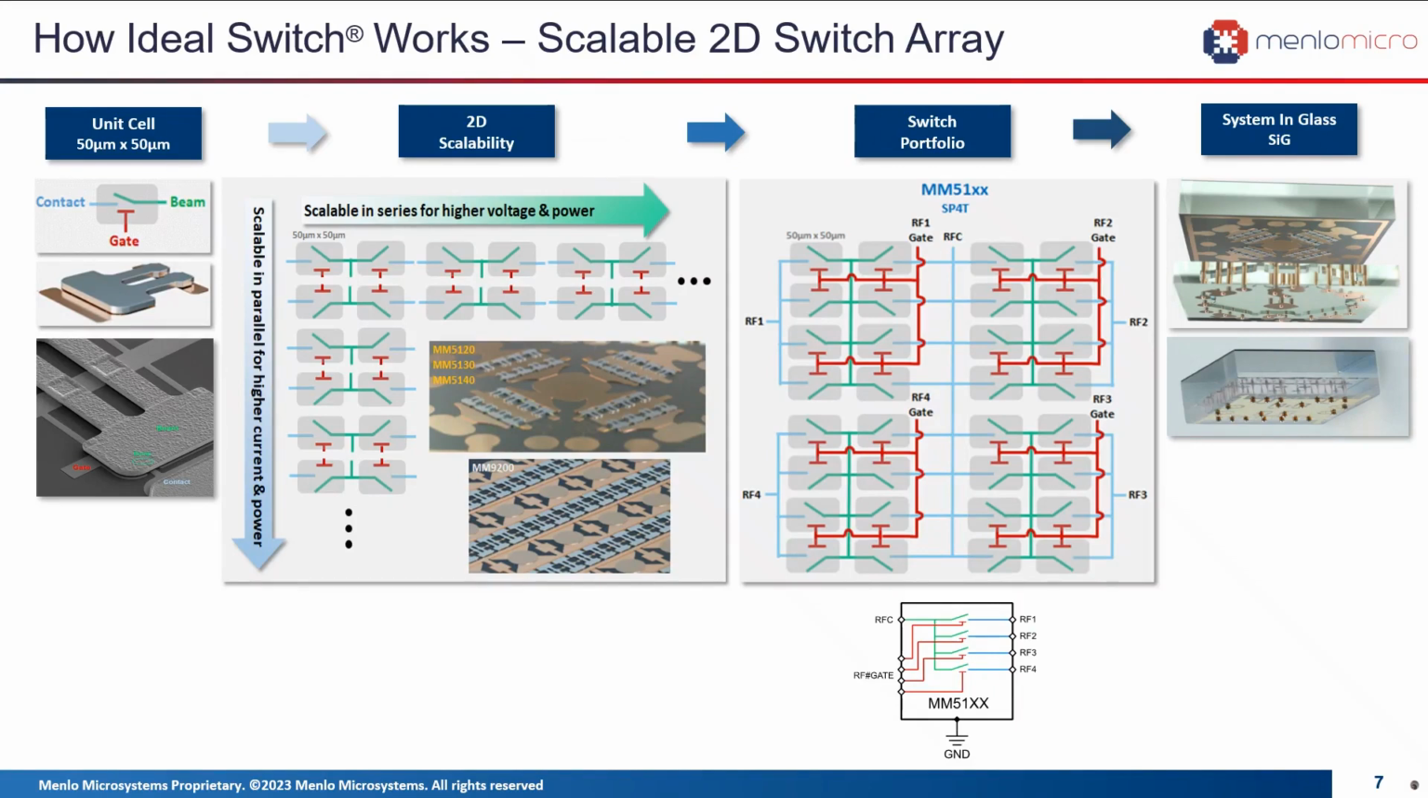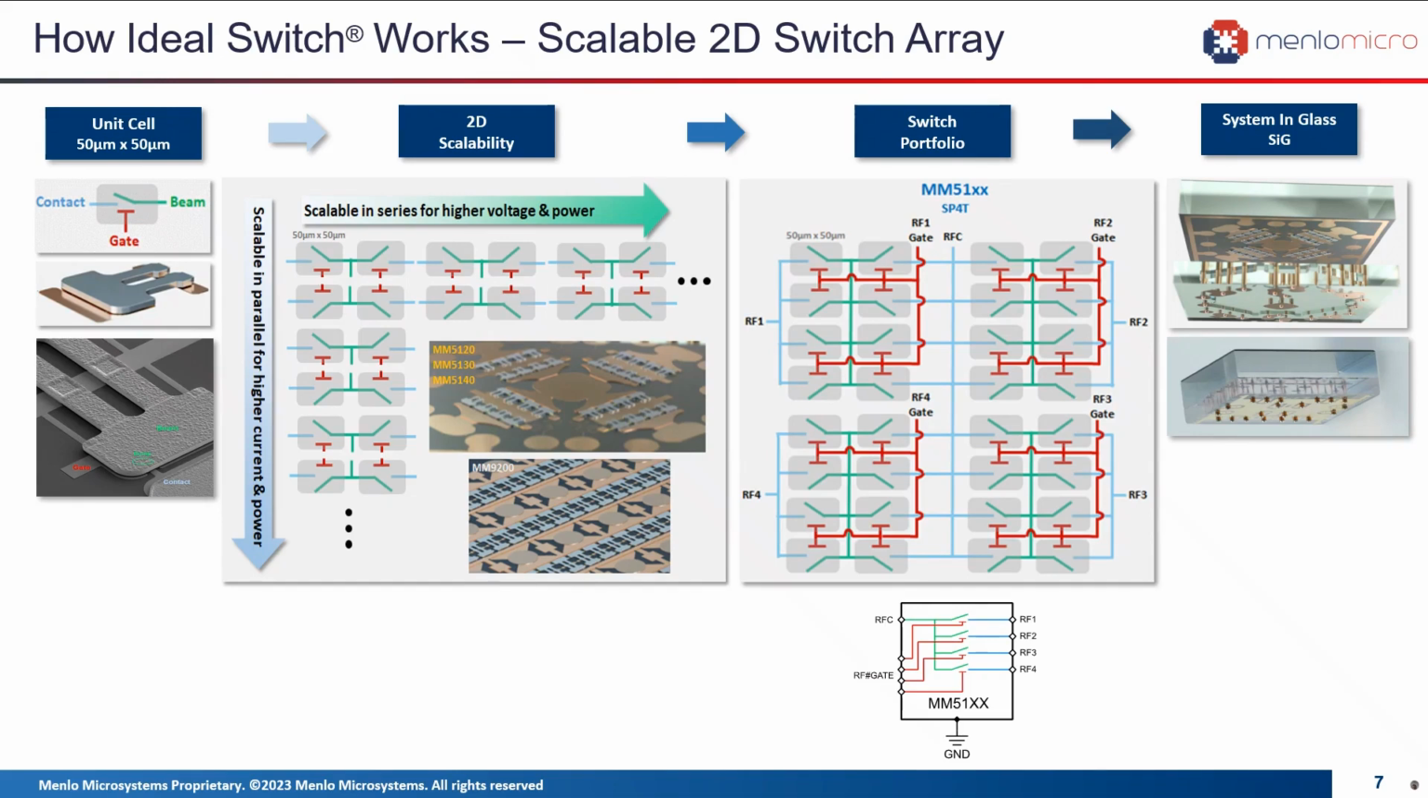This slide visually illustrates how a scalable 2-dimensional switch array is constructed in order to build the versatile RF switch configurations for high RF power and frequency capabilities. The switch array can be scaled in series for voltage and power, then scaled in parallel, which is shown by the arrow down, for current and power.